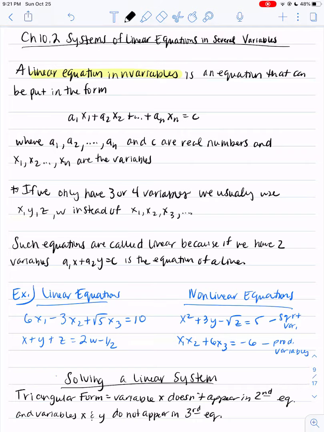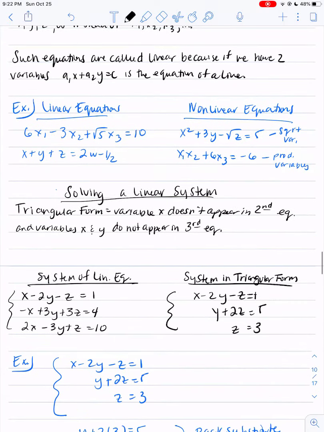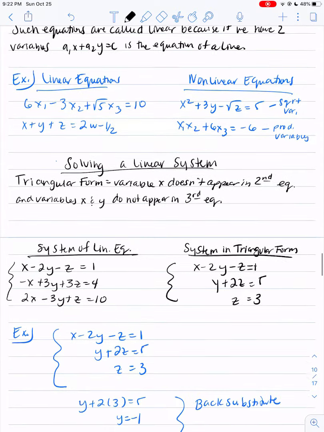Our a1, a2 all the way to an and c are real numbers, and our x1 all the way to xn are the variables. If we only have 3 or 4 variables, we usually just use x, y, z, and w instead of subscripts. Such equations are called linear because with 2 variables, a1x plus a2y equals c is the equation of a line.